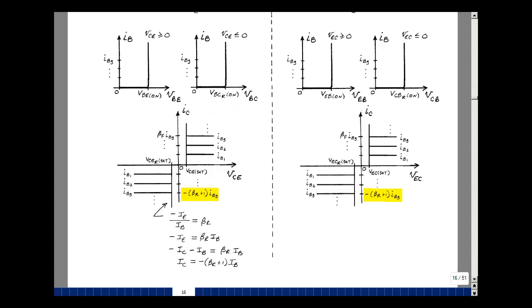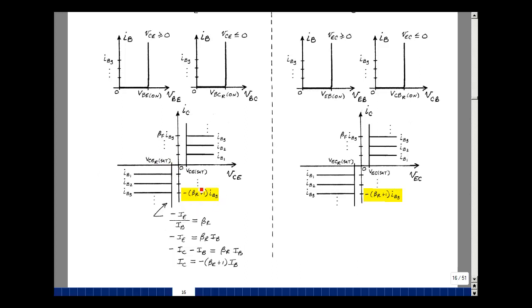Likewise, let's take the characteristics in this first quadrant and straighten them out. So a straight line here, and then straight lines coming this way. This voltage we'll call V sub CE sat, and the relationship between I sub B and I sub C is beta F. So for an IB3, I'd have a beta F IB3. Do the same thing in the third quadrant. Straighten the line out. Again, have different values of base current. Call this voltage V sub CE reverse sat. And then I labeled the value here as minus beta R plus 1 IB3.